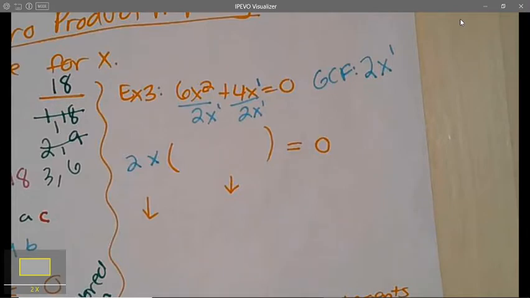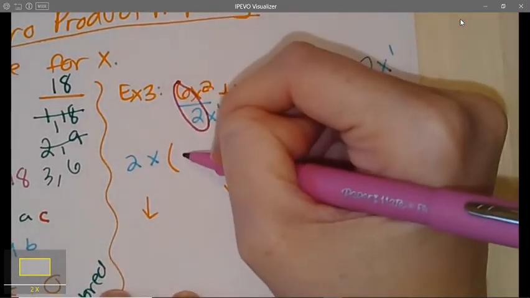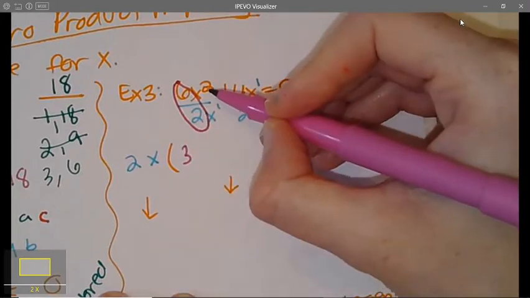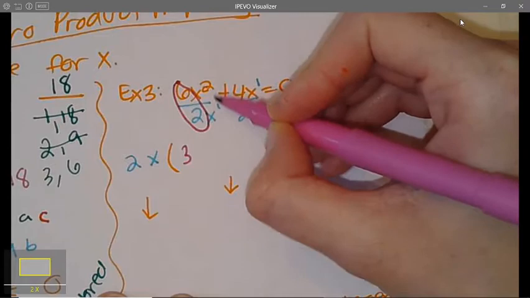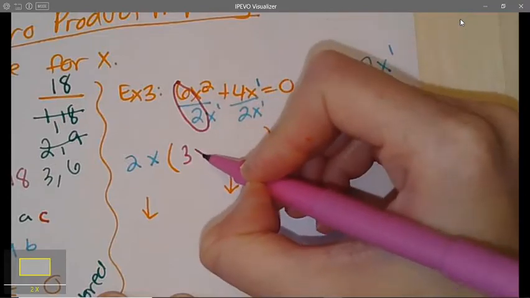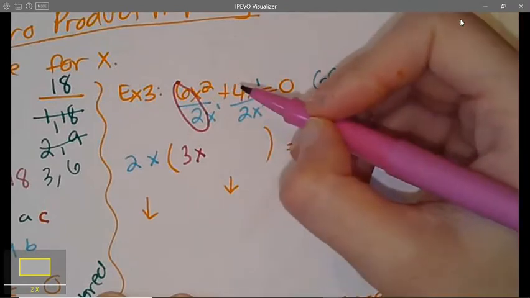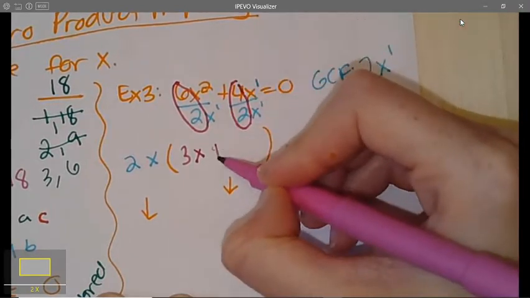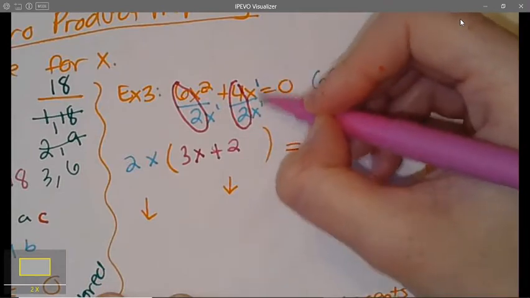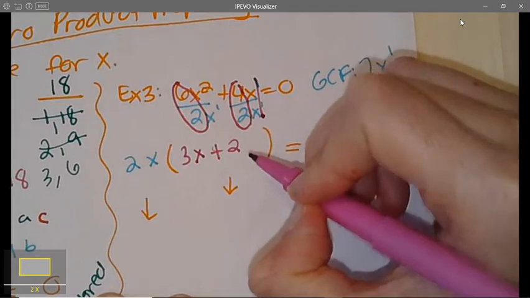Okay? All right, so let's see here. 6 divided by 2, that's going to give me a 3. And then x squared divided by x, well, I'm going to subtract the exponent. So 2 minus 1 gives me x to the first. So 3x or 3x to the first, however you want to write that. And then 4 divided by 2 gives me a positive 2. And x divided by x will cancel and turn to 1, so I'm not going to write it.